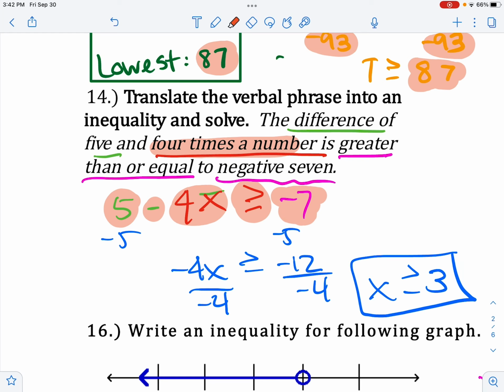At that point, once we've written the inequality, we go ahead and solve by subtracting 5 from both sides and dividing by -4. And when we divide by -4, right, we need to flip the sign. So we know the answer is x is less than or equal to 3.